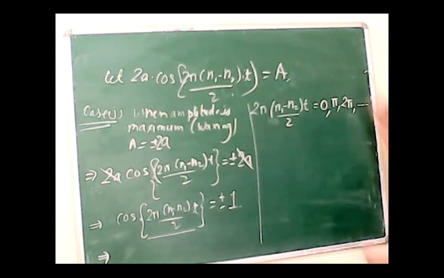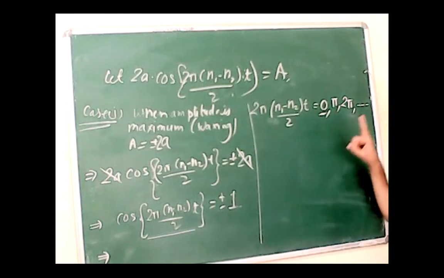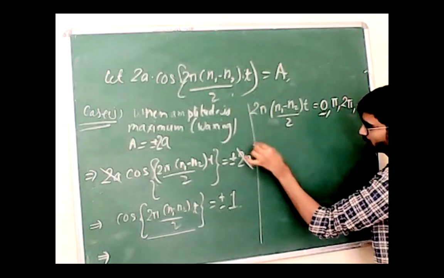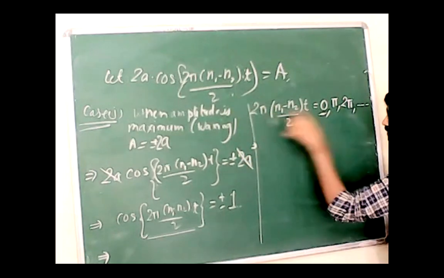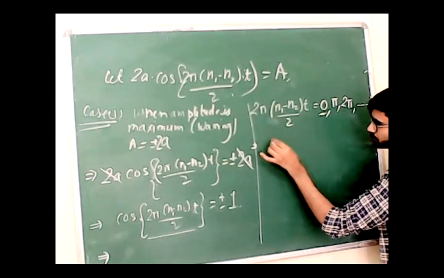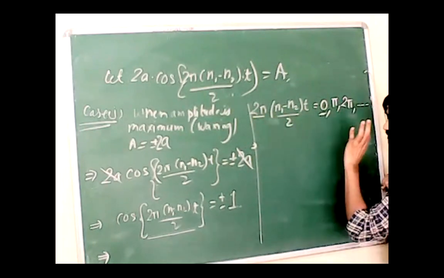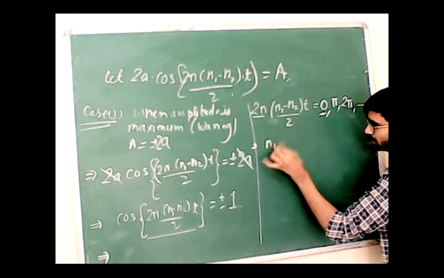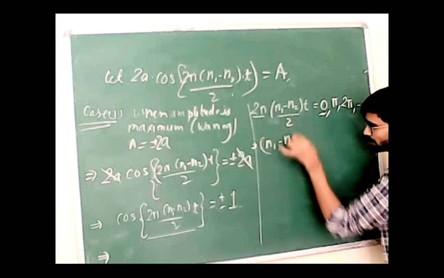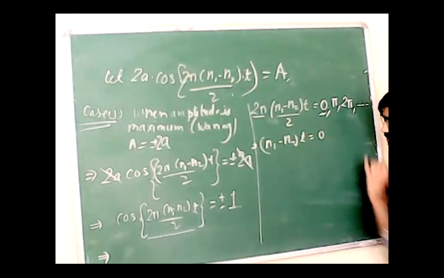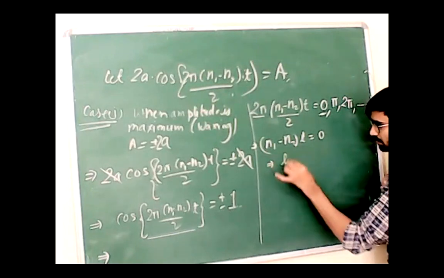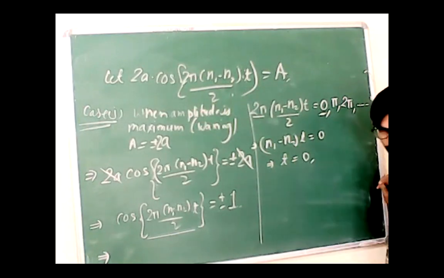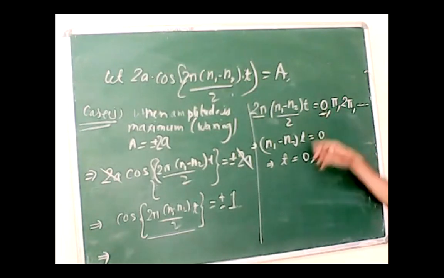Okay, now if you compare this equation with the first value, let's see what form we get. So if I compare this with 0, this whole term will come over here as 0, then this term will come over here as 0. So we will have (n1 minus n2) into t equal to 0. That means the value of t will be equal to 0. Okay, so if we compare with 0, the value of t is 0.